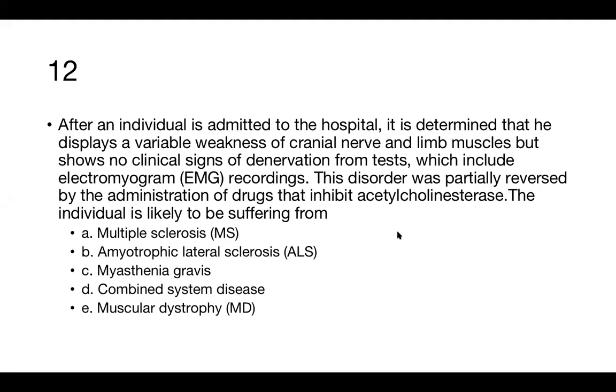The antibodies are usually competitive type to the receptor. If we increase the level of acetylcholine, it will remove the autoantibody from the receptor. It will act on the acetylcholine receptor, so this condition will be reversed. Okay, so both of you are saying this is a case of myasthenia gravis. That is a good explanation you have given.